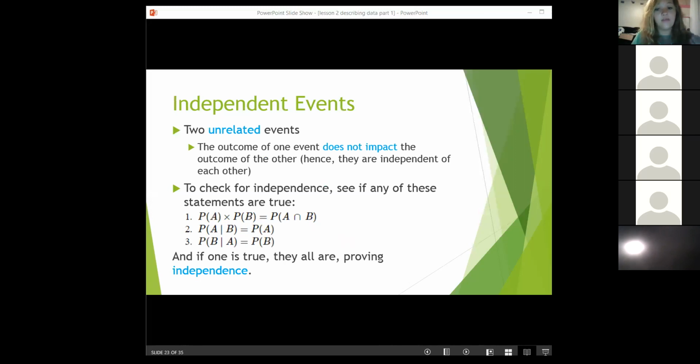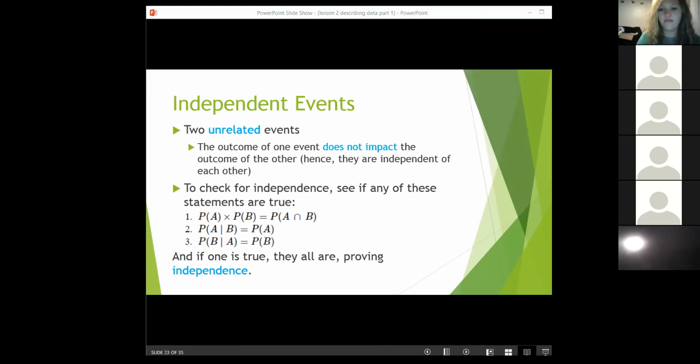One thing to keep in mind is that if one of them's true, they're all true. That's just how they work out. So you only have to check one of them, just make sure you choose the one with what you have. If you're given the probability of A given B and the probability of A, you're obviously going to use number 2. If that statement was true, you can assume independence because the other ones are true too. If that one's false, the other ones are also false, so you can't assume independence.